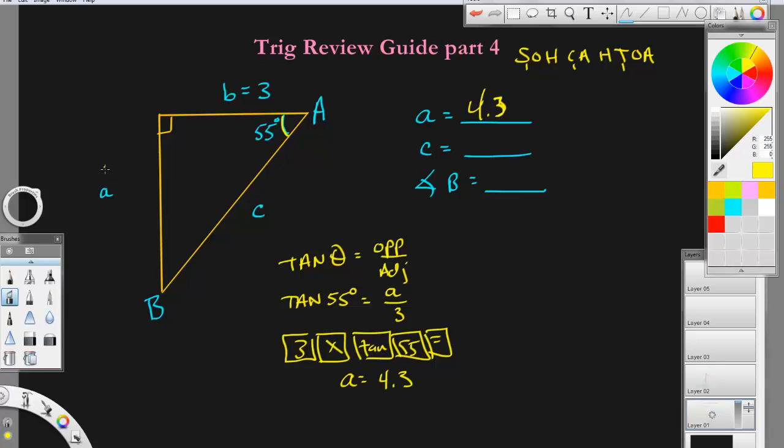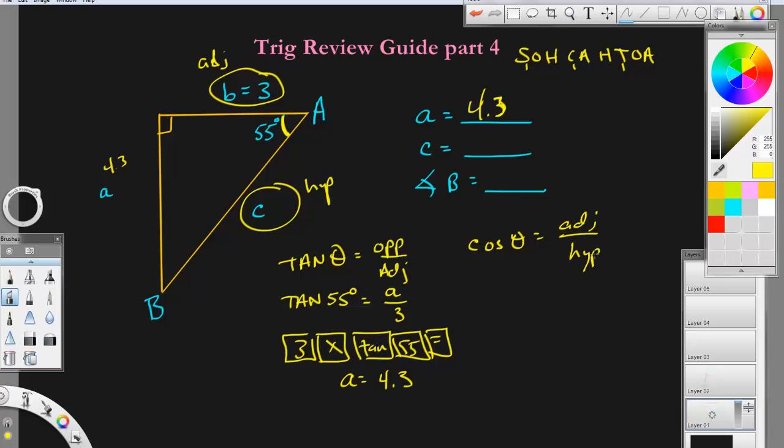Okay, so if this is 4.3 here, how do we get C? Well, we could do the Pythagorean theorem, which would be a squared plus b squared equals c squared, or we can just use another trig function. Let's just do that. The given side is still 3. The side we're trying to find is now the hypotenuse. Adjacent, hypotenuse. This is the cosine. So the cosine of an angle is adjacent over hypotenuse.